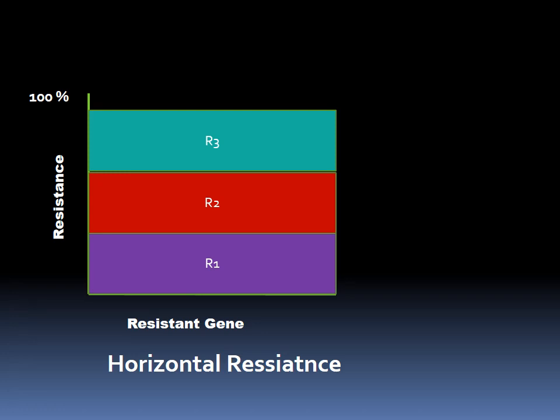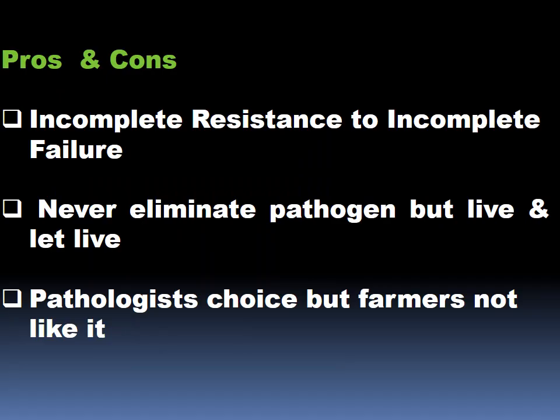for the plant, and as a whole the plant remains protected, but never in horizontal resistance can you get 100% protection. Horizontal resistance has its own advantages and disadvantages. One advantage of horizontal resistance is that it is an incomplete resistance and not based upon a single gene. So even if one gene is broken, the other genes are still there to protect the plant against the pathogen.